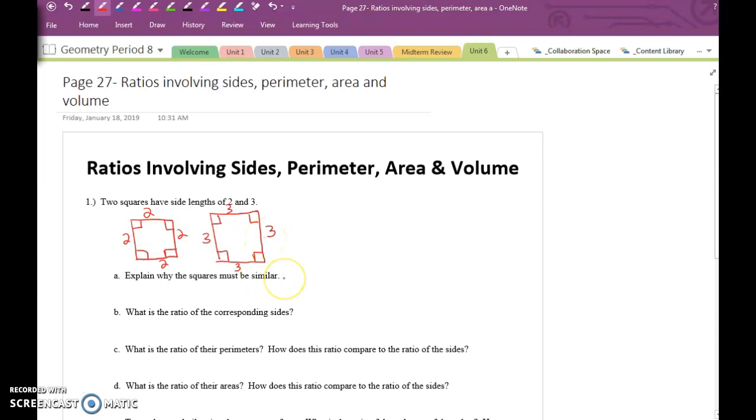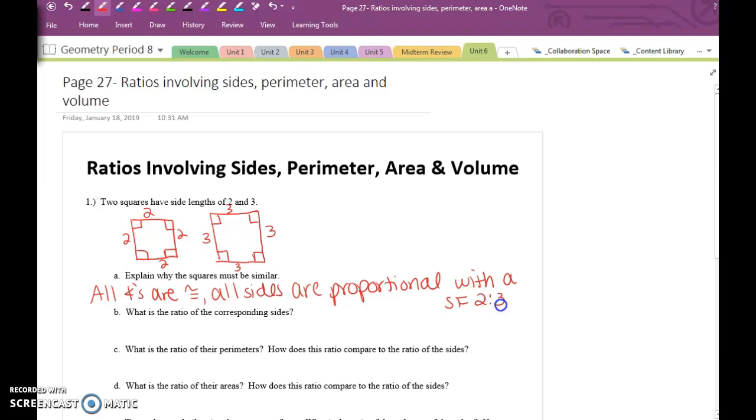So explain why the squares must be similar, because all angles are congruent and all sides are proportional. And we could even say with a scale factor of 2 to 3 if we're going from smaller to larger. So we're going to go from smaller to larger for the rest of this problem. And it says for part B, what is the ratio of the corresponding sides? Again, we just figured that out. That's 2 to 3.